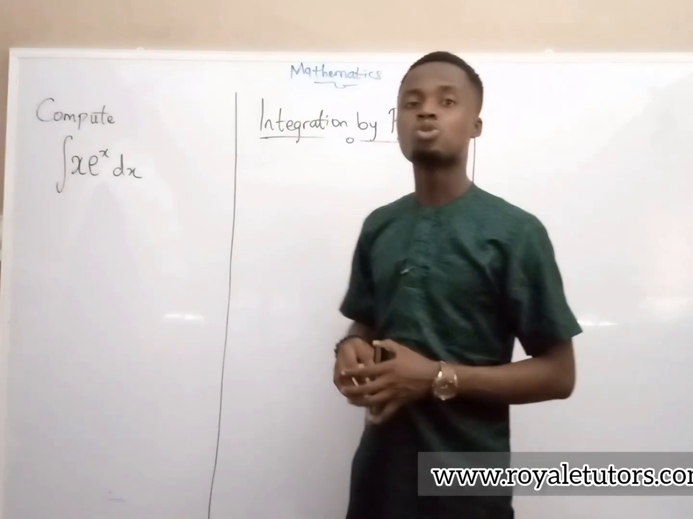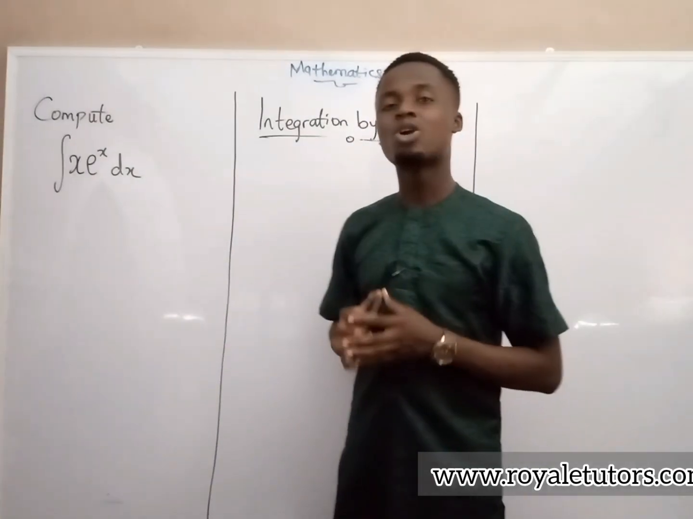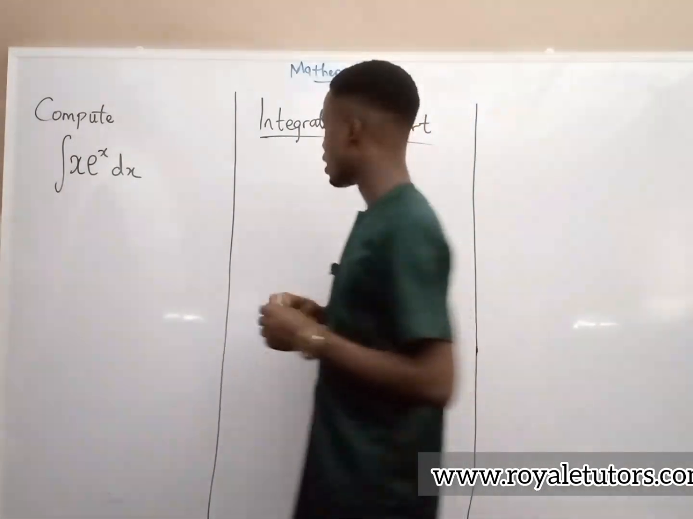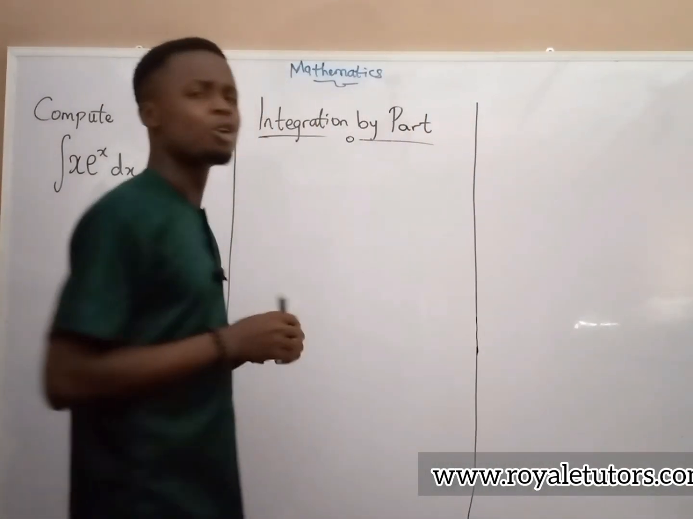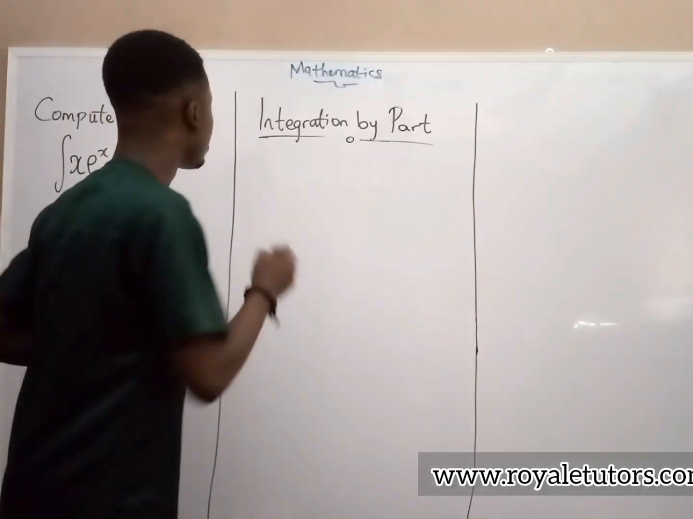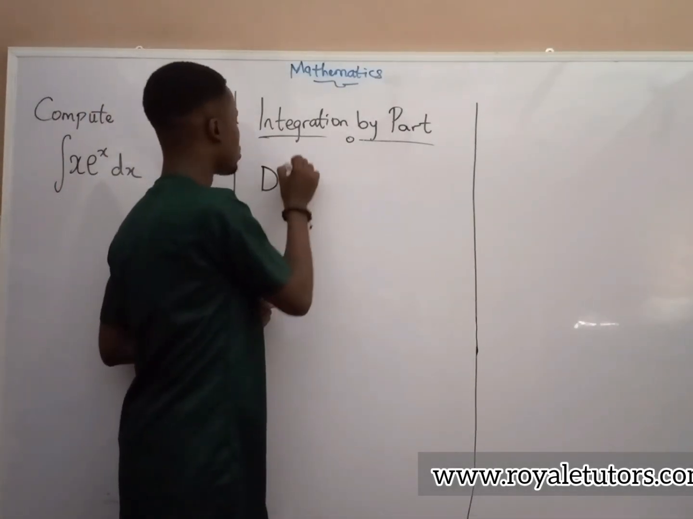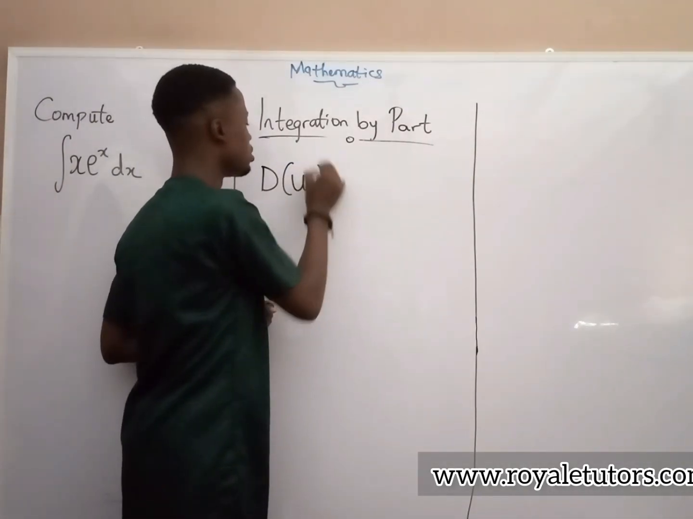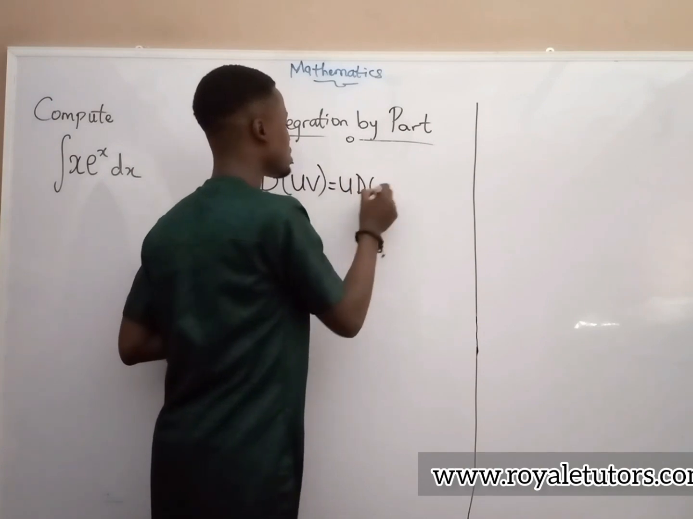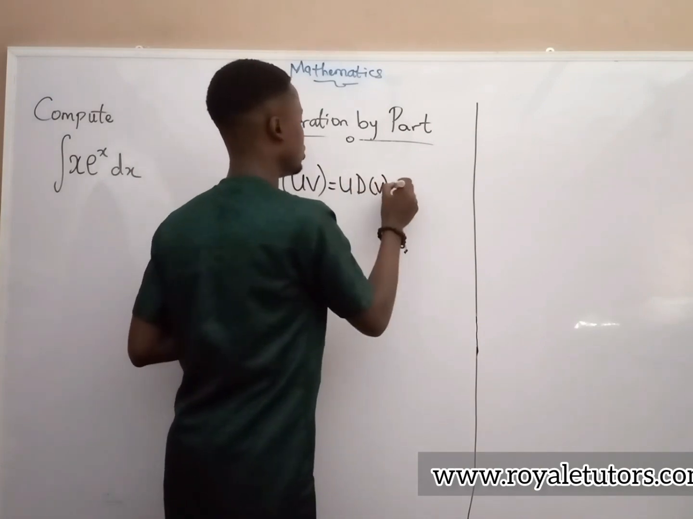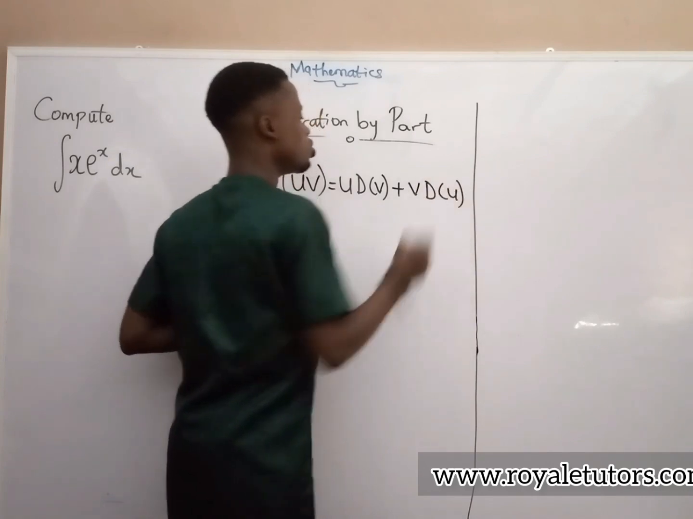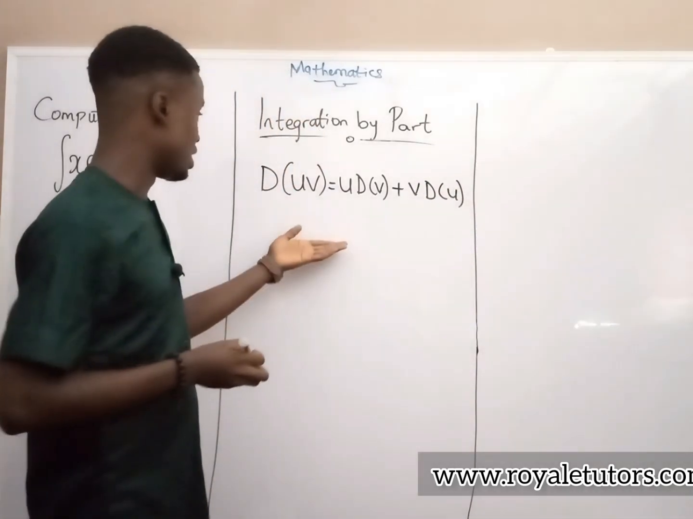But before then, I want to show us how we got the formula for integration by parts. So the formula for integration by parts was actually gotten from the formula of the product rule from differentiation. If you remember the product rule, if you differentiate two functions multiplying themselves, you are going to have the first one times the derivative of the second, plus the second one times the derivative of the first. So we want to have something like this for our integration.